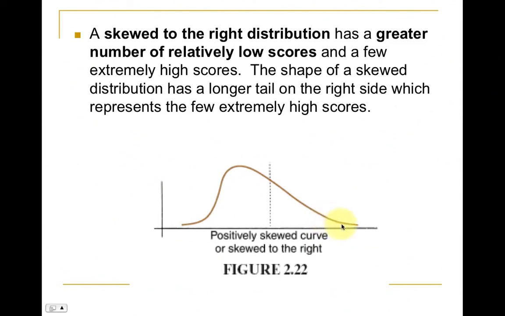That's why this is low. On the vertical axis, you consider this high, this low. These high scores have low frequencies on this side. The shape of a skewed distribution has a longer tail on the right, which represents the few extremely high scores. What we have here are high values that have the effect of pulling the tail out to the right. And that's what a skewed right distribution looks like. The tail is being pulled out to the right because there are a few high scores up here that are skewing the data to the right.